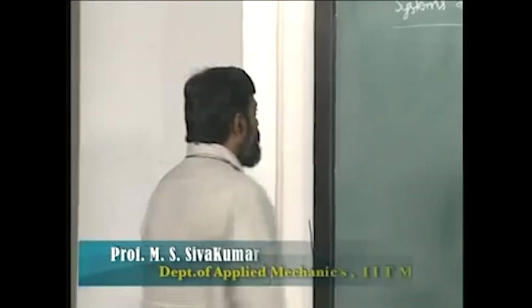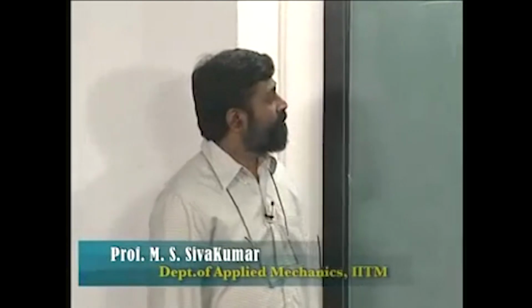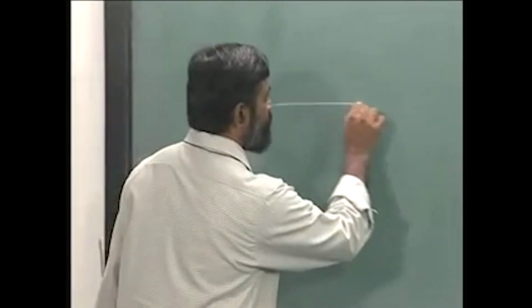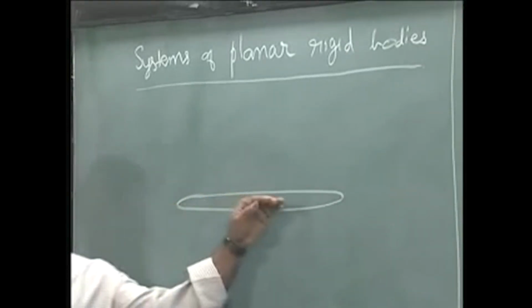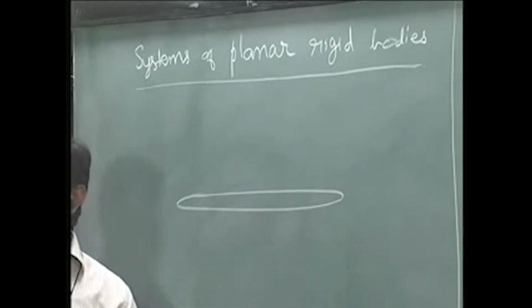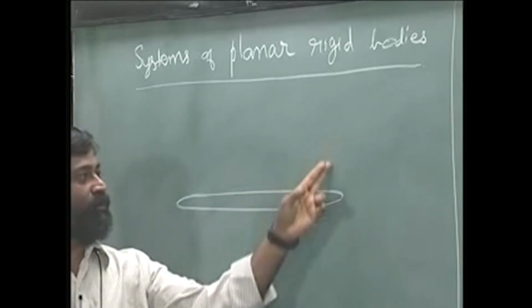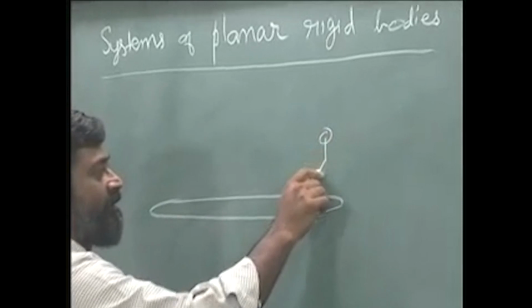Okay, let us look at a few problems that we can solve in systems of planar rigid bodies. Okay, let us start with a simple example. We have a platform. I am just drawing a platform here. You would have seen something like this in a swimming pool where the person goes over here and stands, right.